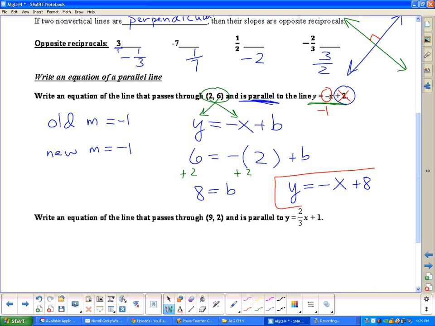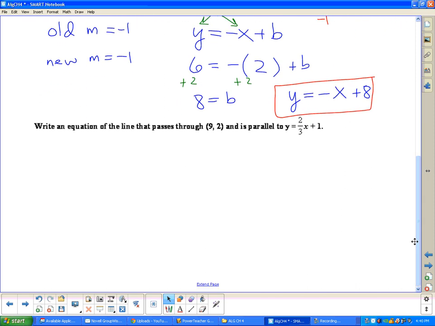Okay, now this one, you know what, just for practice, let's pretend that we want this to be not parallel, but perpendicular. Just so we get some practice doing that. So, again, the only thing I care about in this thing is the number in front of the x. I don't care about that 1 at all. It has nothing to do with what I'm going to come up with. So, that 2 over 3, the old slope is 2 over 3.